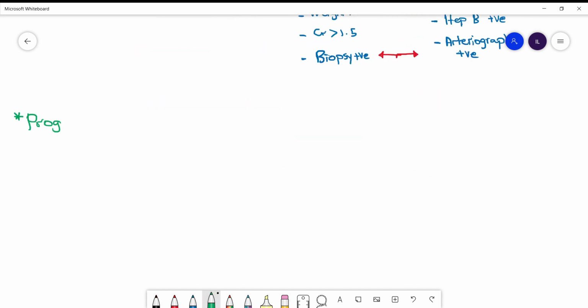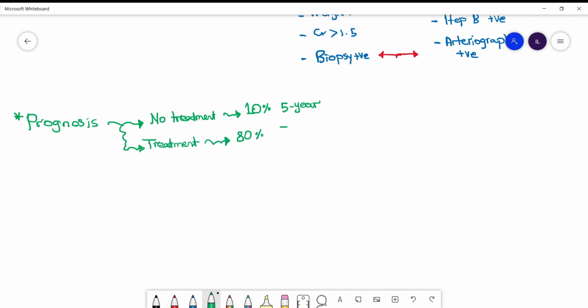Now, let's talk about the prognosis a little bit. If we don't treat these patients, only around 10% survive after 5 years, while if we treat them, 80% can survive at 5 years on average. Now, the treatment we're talking about is steroids, and you can add DMARDs if the patient has severe symptoms.